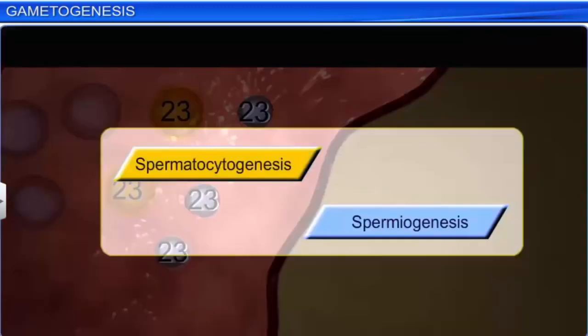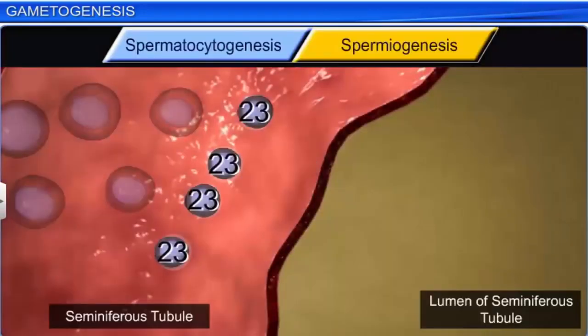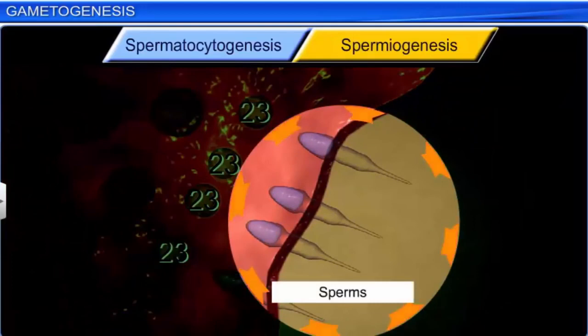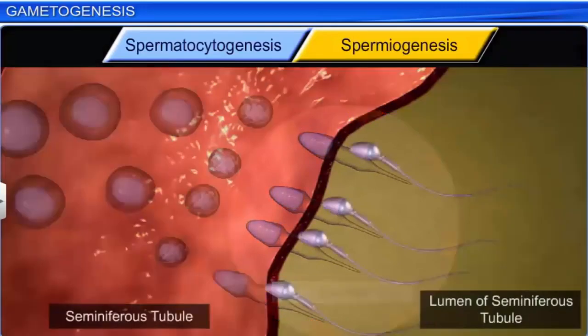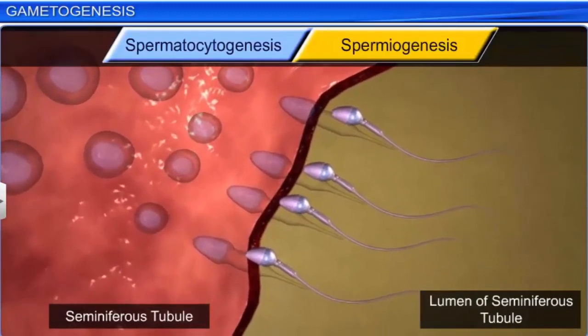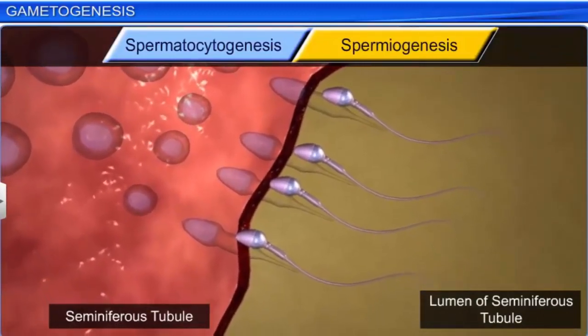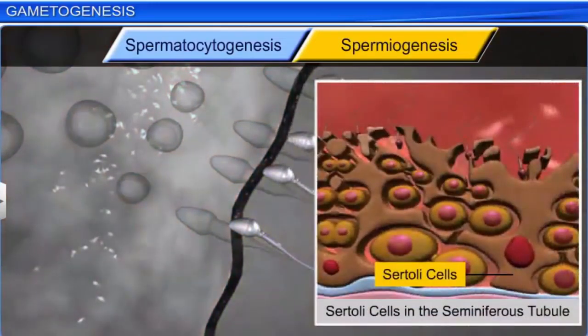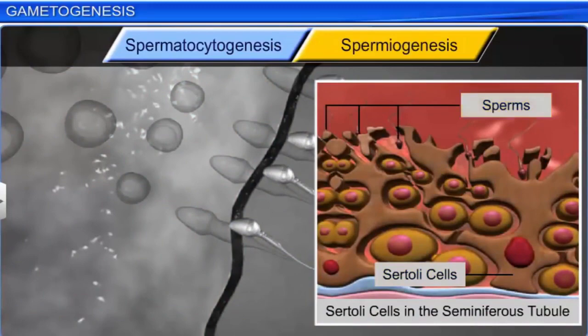Spermatocytogenesis is succeeded by spermiogenesis, during which the spermatids differentiate into elongated and tadpole-like spermatozoa, or sperms. However, during this process, the heads of these sperms remain embedded in the Sertoli cells, which provide these developing sperms with nutrition.